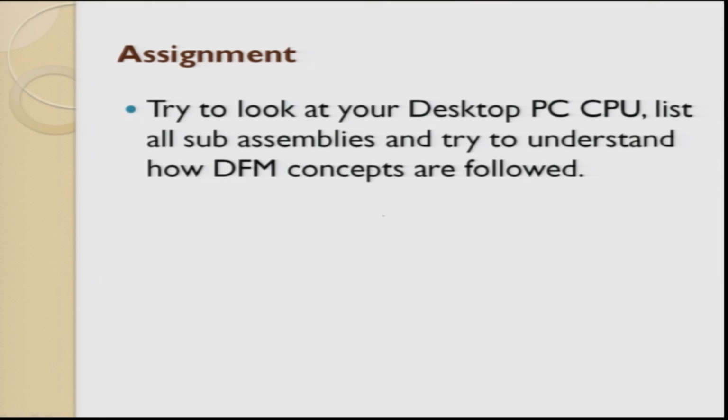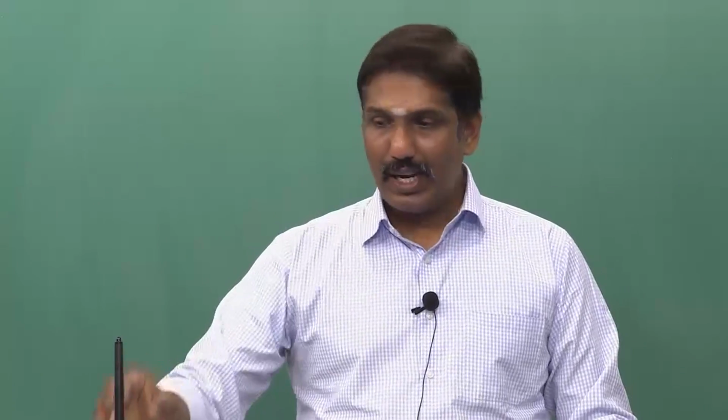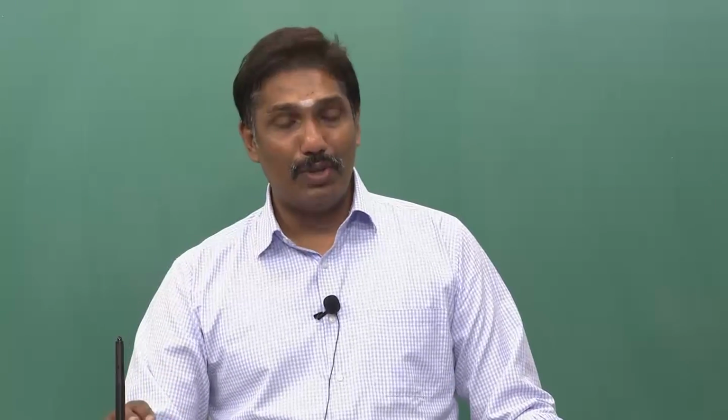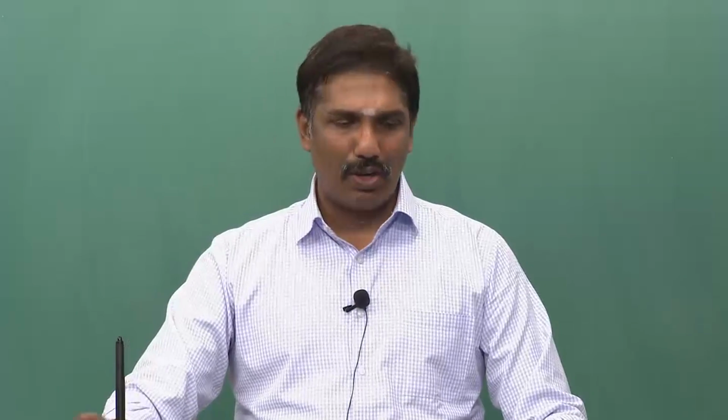In this lecture we saw design for manufacturing. When anything is manufactured, design for manufacturing has to be followed. So I close this lecture with an assignment. Try to look at any desktop PC, the CPU alone. List all the sub-assemblies you can, and try to see whether they have followed DFM, and if they have followed it, what have they followed, how it would have been without following DFM, and how it is now. Then you will be able to appreciate DFM. From the next lecture onwards, I will try to move towards manufacturing of polymer matrix composites. Thank you.